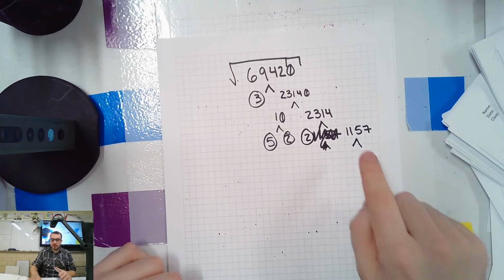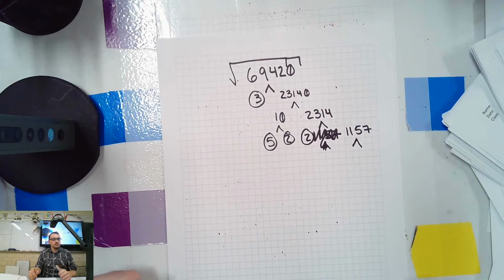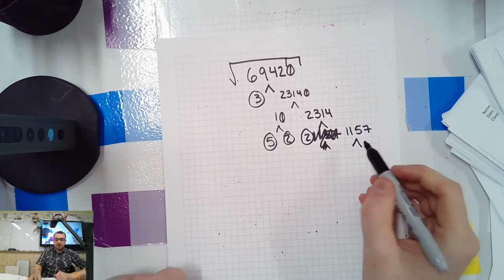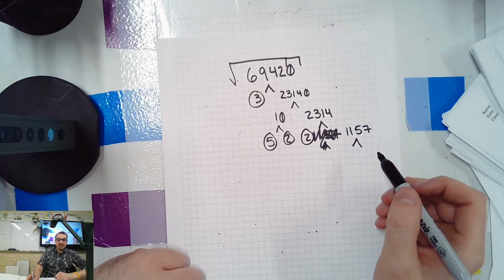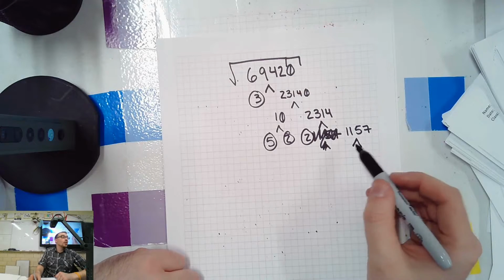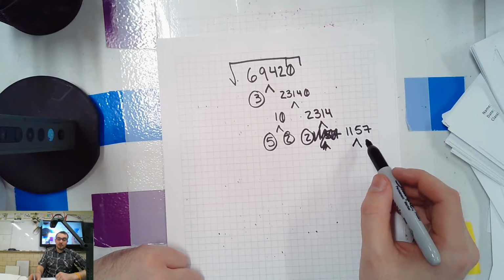1157. Does 3 go into it? No, it doesn't go into it. Does 9 go into it? No. Does 4? No, no even numbers, right? Because it's odd. What about 5? No. 6? No.